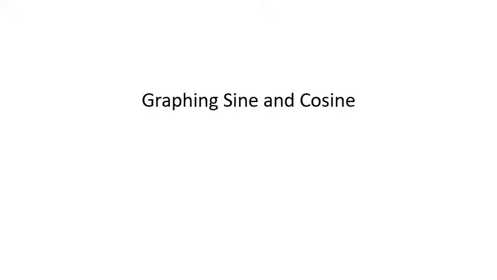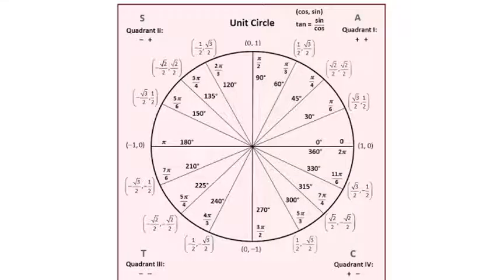When we graph the sine and the cosine curve, we start from the unit circle. Sine of 0, pi over 2, pi, 3 pi over 2, and back to 2 pi.